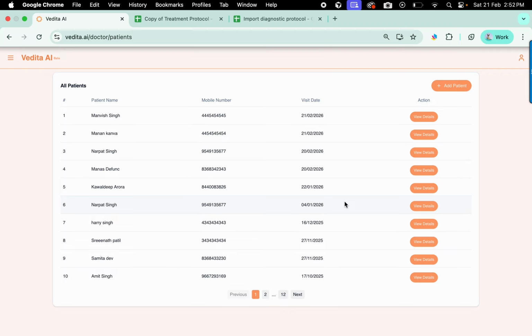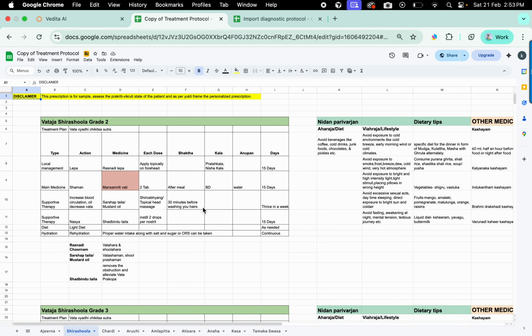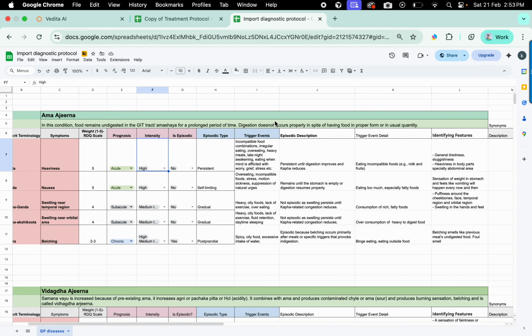The biggest difference here is ChatGPT and Gemini will give you a certain solution or certain diagnostic advice, but it's based upon its own memory. You do not know whether it's correct or wrong. Herein, we are giving diagnostic advice based upon the protocol that we have designed.